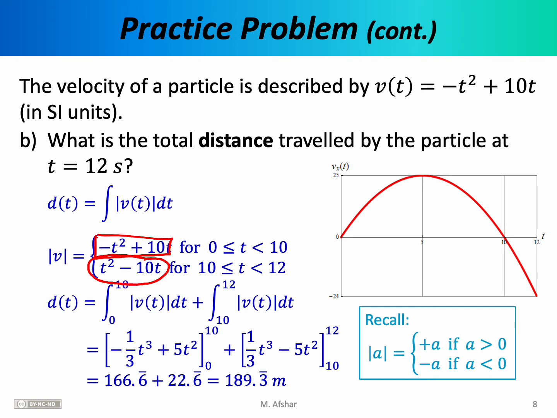If you want, you can say during the first 10 seconds, the object is moving 166 meters forward and then 22 meters backwards, approximately. And if you add those numbers together, notice those are both positive numbers, what you get is 189.3 meters. The bar over the 3 simply indicates a repeating decimal, so a more exact answer would be 189 and 1/3 of a meter.